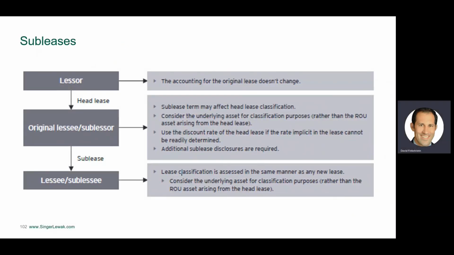When looking at subleases, you're considering the lease broken down really into three components. For the original lease, you have the lessor and the original lessee, and that would be called the head lease. And then you have the agreement between the original lessee, which is now the sublessor, and the final lessee or sublessee in this instance.